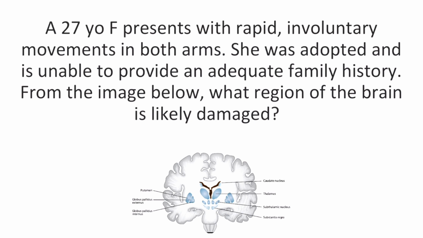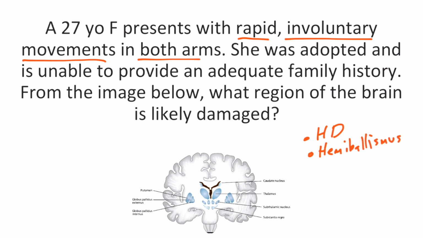So let's say a 27-year-old female patient presents with rapid involuntary movements in both arms. Now she was adopted and is unable to provide an adequate family history. From the image below, what region of the brain is likely damaged? So here we're looking at the basal ganglia. With these symptoms, and given that we know from the question stem that our patient has something wrong with the basal ganglia, we should be thinking of one of two things. First, Huntington's disease, and second, hemiballismus. So the rapid involuntary movements should make you think of the chorea in Huntington's disease.